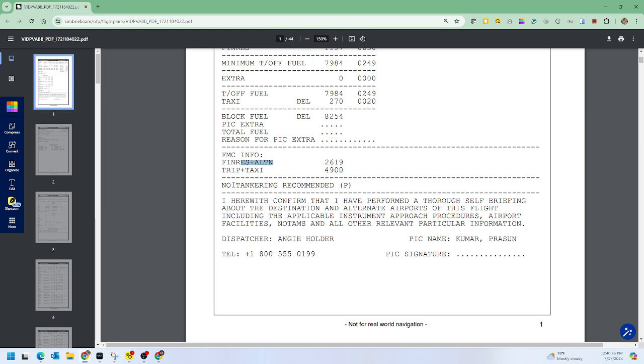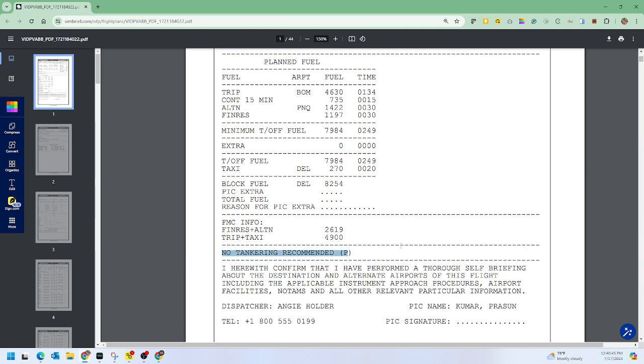At last, if you can see, it says no tankering recommended. It simply means that we don't need to carry any extra fuel beyond what is calculated. Okay, so we can't carry extra fuel apart from this calculation. So we can have a maximum fuel of 8254. We can't carry anything beyond this limit for this flight plan.